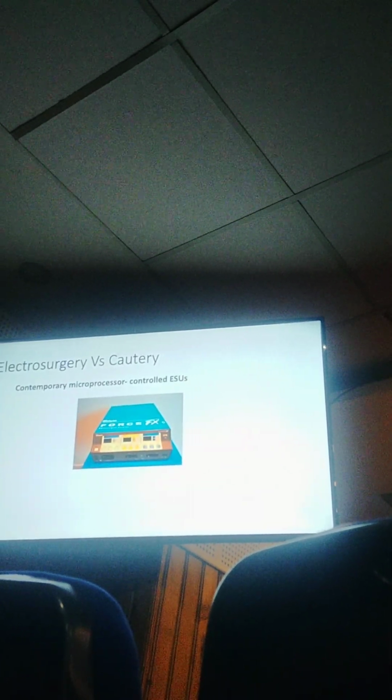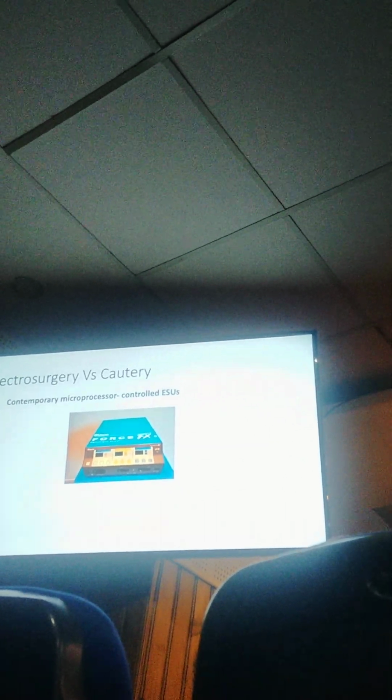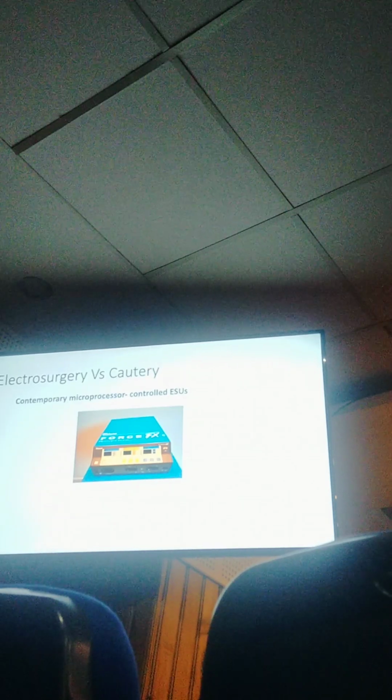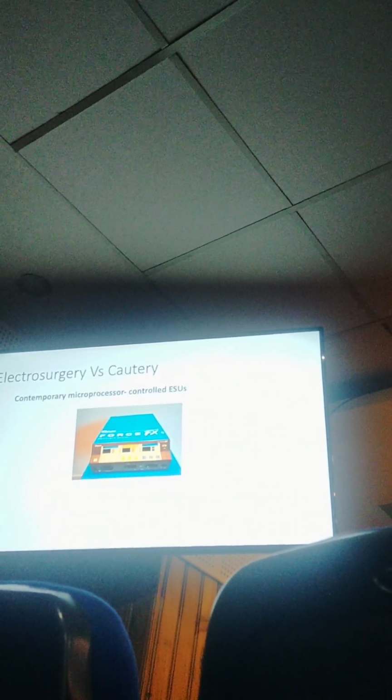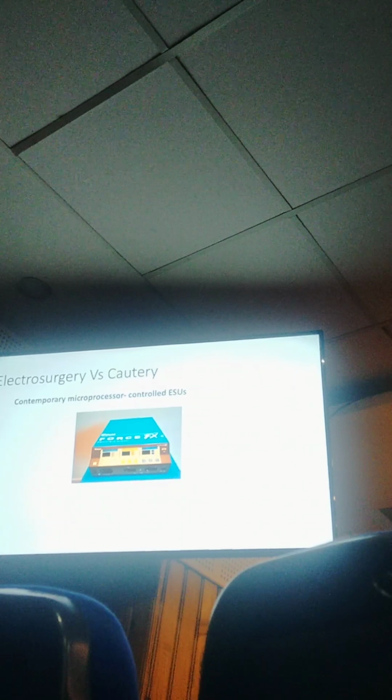So these are the contemporary microprocessor controlled electrosurgical units. So we should not call this machine a cautery machine, we should call it an electrosurgical unit or electrosurgical machine. These are the microprocessor controlled machines which are available in our ORs.